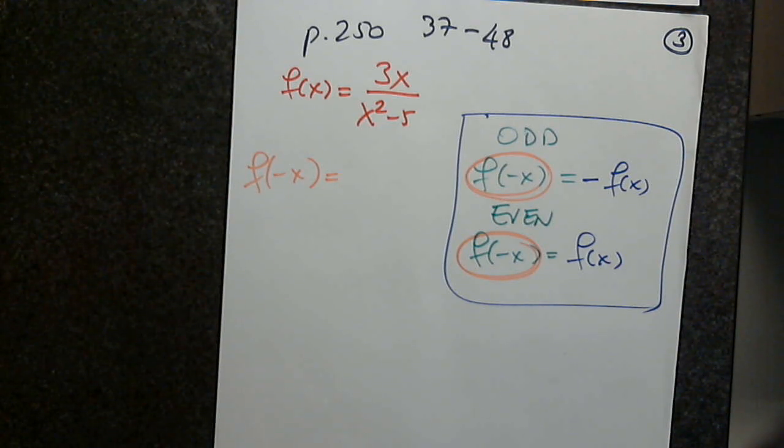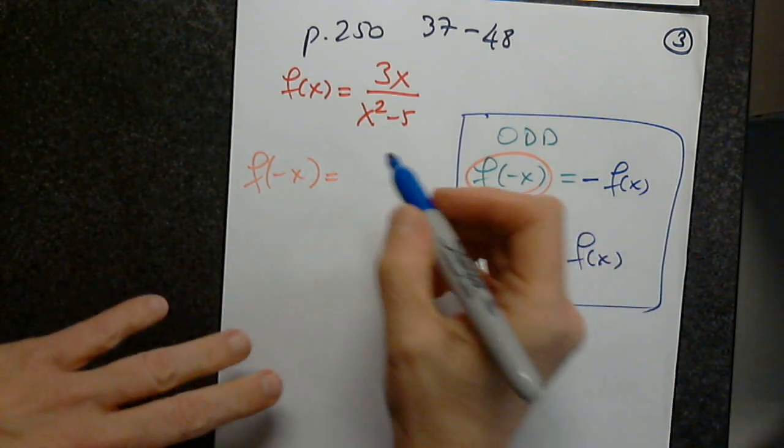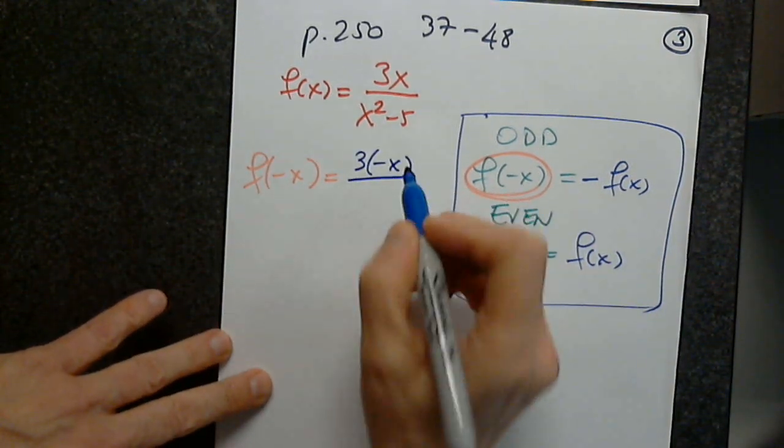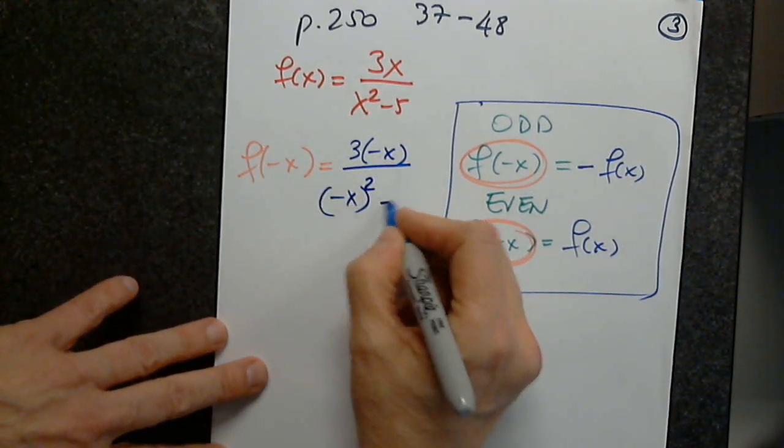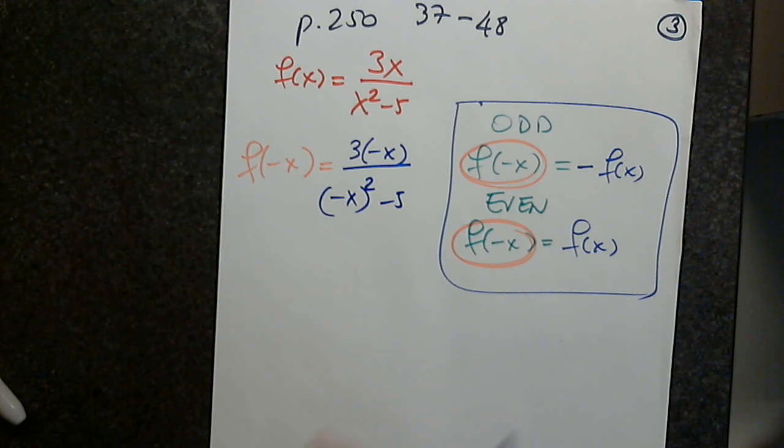How will you find f of 2? 3 times 2 over 2 squared minus 5. How will you find f of 15? 3 times 15 over 15 squared minus 5, and I can go on forever. But I want to determine f of negative x in the same way. So please tell me what to write. 3 times negative x, very good, over, but it has to be in parentheses, minus 5. Awesome.